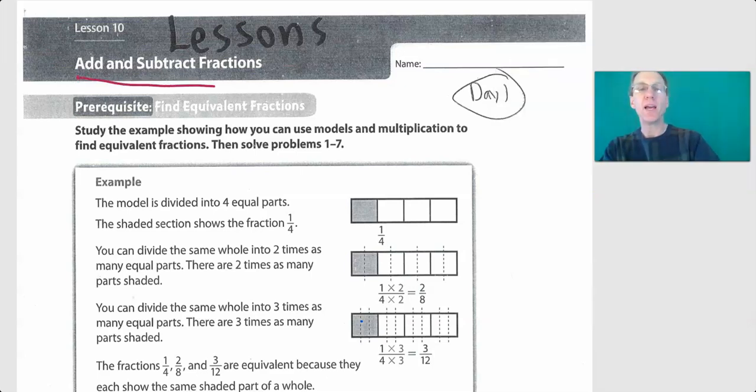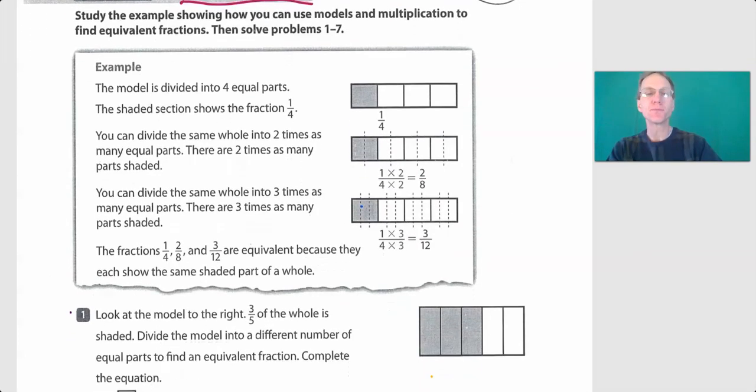So we're looking at adding and subtracting fractions, and the first thing is we have to find equivalent fractions to do that. In other words, if we get fractions with different denominators, we have to figure out how to find equivalent fractions so we can make those denominators the same. So let's just take a look at this.